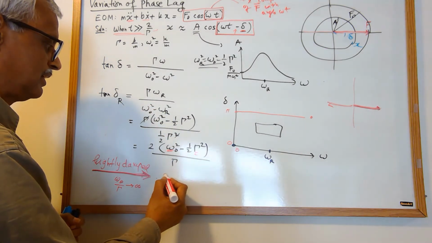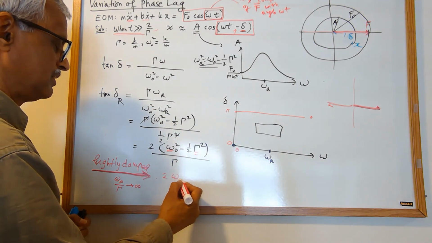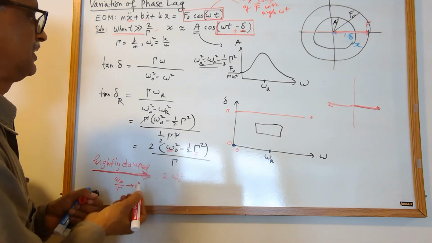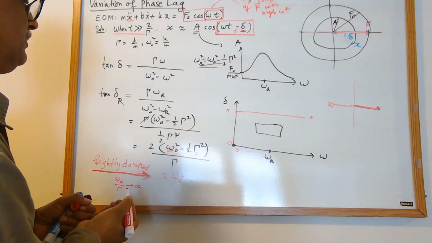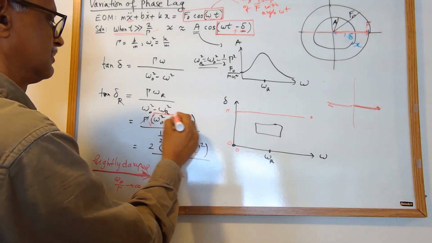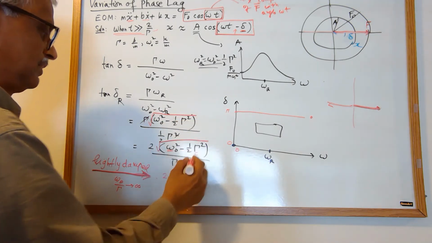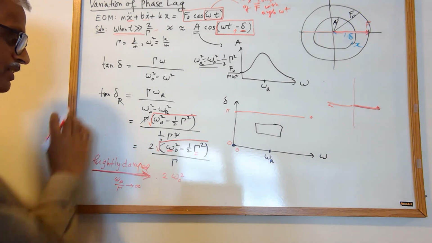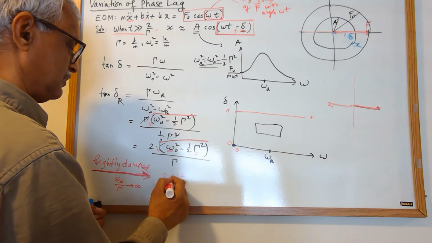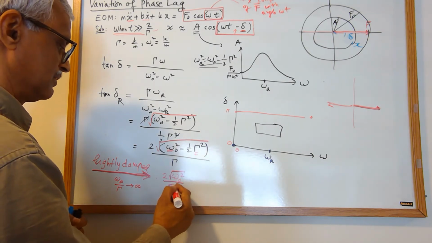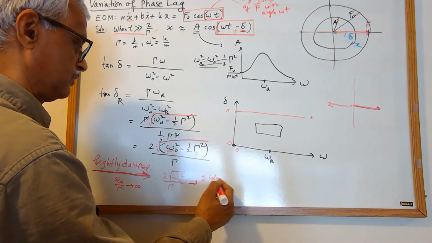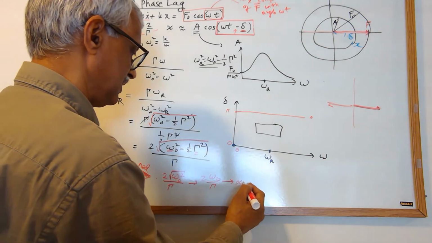So in this case, I get 2 times omega naught squared. There should be somewhere a square root missing. So actually there's a square root here, because the whole thing has to be unitless, because I have a tangent of this. So it's almost like that over gamma. Then it is 2 omega naught over gamma. So this is going to infinity.